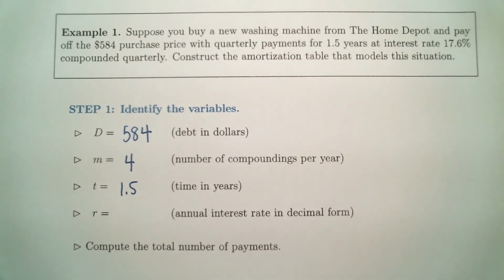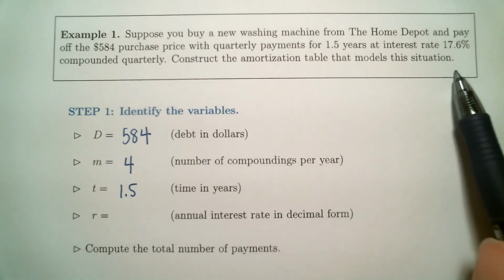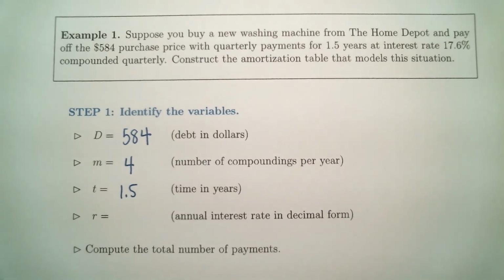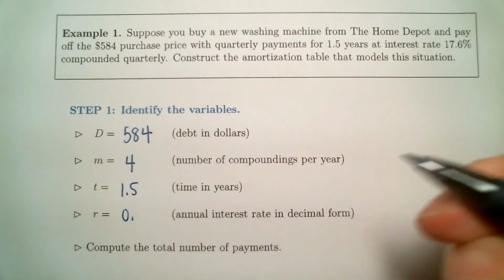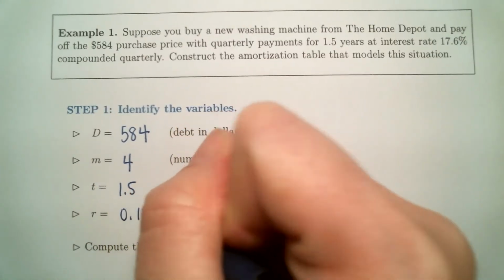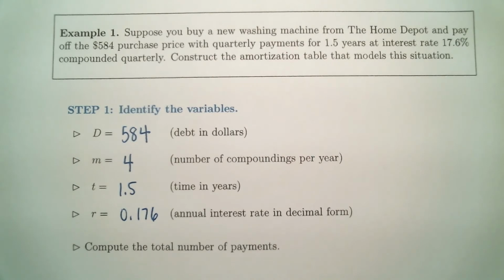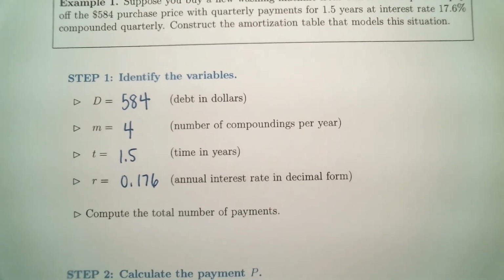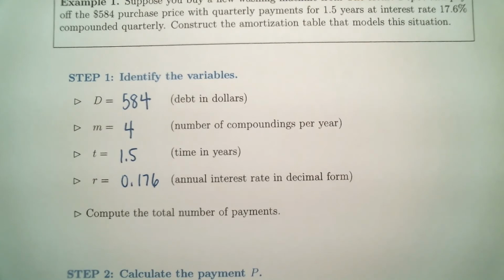You might think that's high. That is pretty standard. If you're looking at hardware stores like Home Depot, or if you're looking at furniture stores or even clothing stores, you're going to see very high interest rates like this, or even higher than this. So that is pretty typical. So convert this to a decimal. It's going to be 0.176.